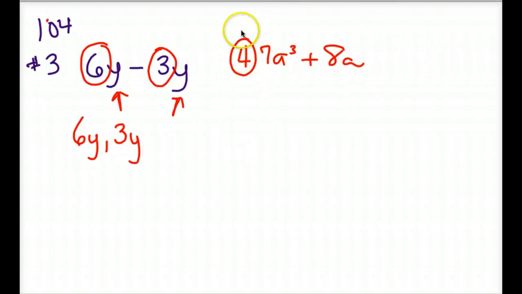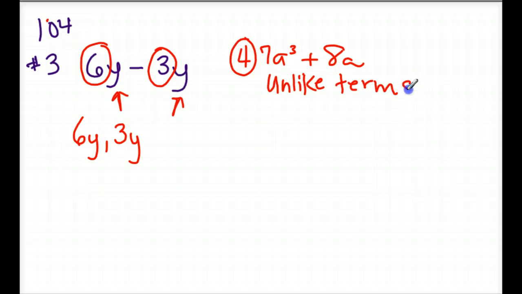So this number 4 says 7a cubed plus 8a. Now in this example, even though they do have the same variable a and they have different coefficients, 7 and 8, because this is a cubed and this is just a to the first, or just a, we can't combine these. These are unlike terms. So in this one, you can't list any like terms. You can just say unlike terms. And that would be the answer to number 4.